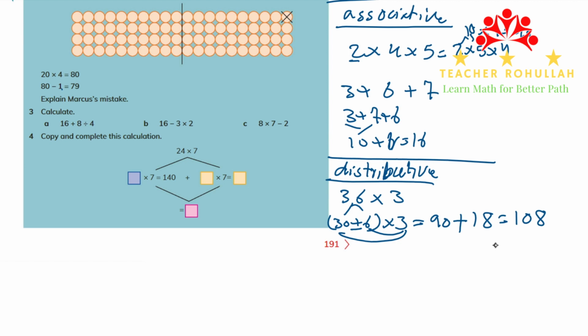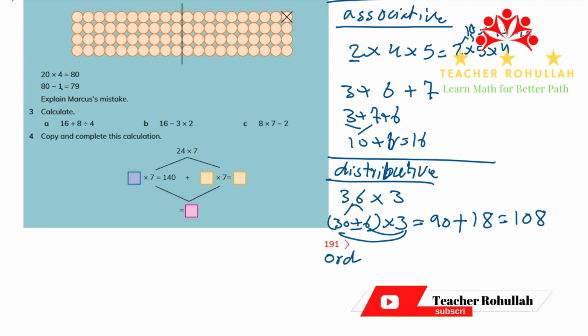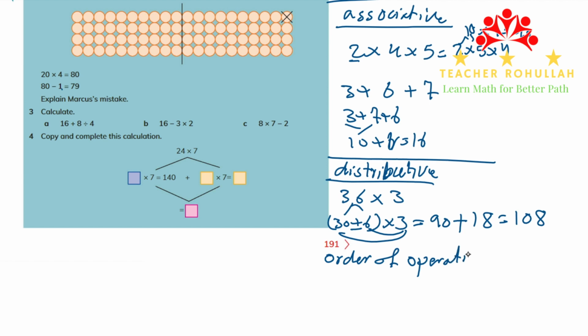The last thing that we discussed in this unit was the law of order of operation. According to the law of order of operation, when we have two or three operations, we have to follow a rule. And that rule says, let me give the equation first. 3 plus 8 divided by 4.